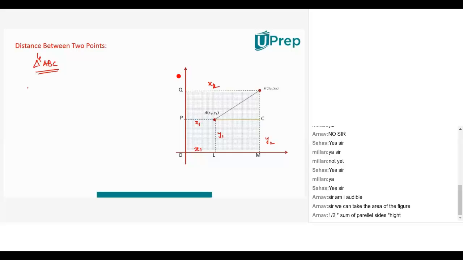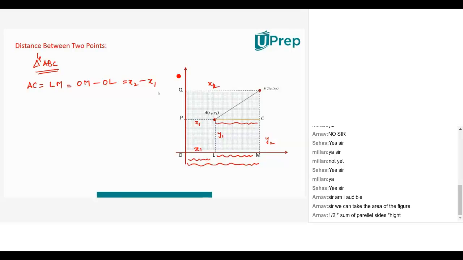What is the base AC length? Is it equal to the LM length? AC length should be the same as LM length. Now LM must be equal to OM minus OL. Agree? OM is this total length. Subtract this much portion OL, and I'll get the LM length. What is the OM length now? X2 minus the OL length X1.